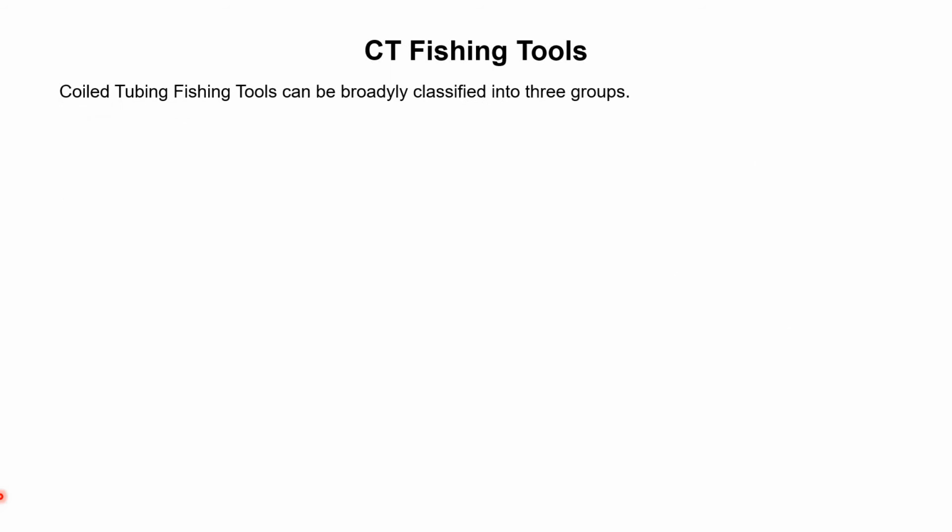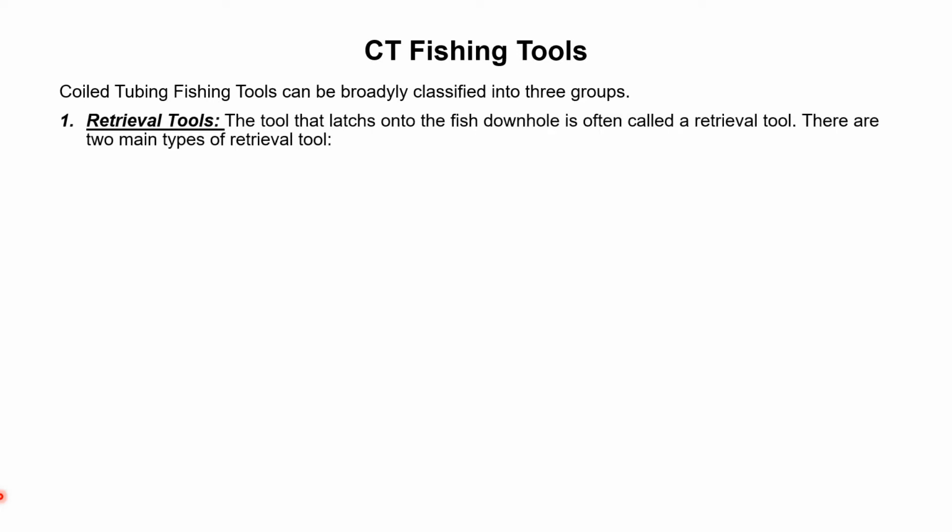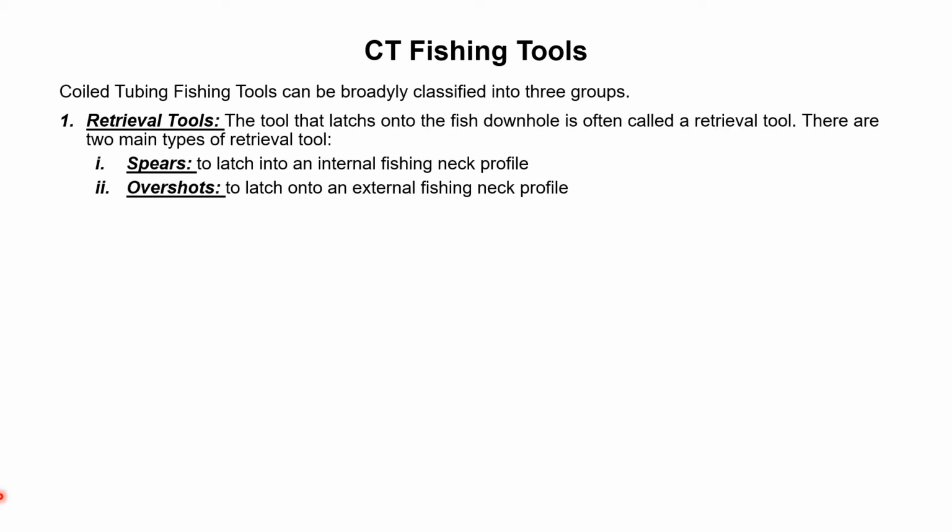So here we'll see the coil tubing fishing tools. Coil tubing fishing tools can be broadly classified into three groups. The first category is retrieval tools. The tool that latches onto the fish downhole is often called a retrieval tool. There are many types of retrieval tools. Retrieval tools are classified into two types: spears and overshots.